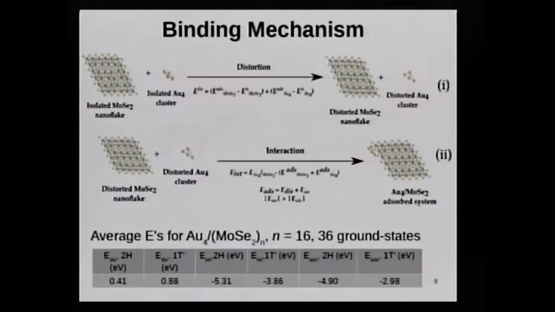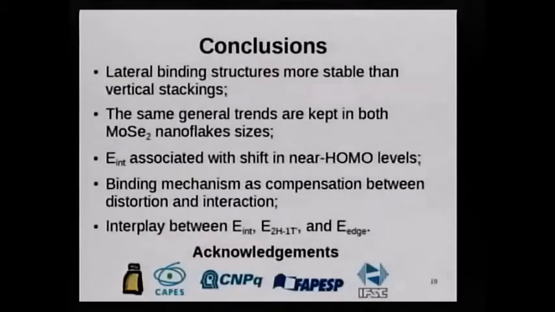And the adsorption energies for 2H nanoflakes are more intense than for their 1T prime counterparts. However, they cannot compensate the edge formation energy. So that's why we observe in the lower part of the energy curve exclusively systems composed of 1T prime nanoflakes instead of 2H nanoflakes mixed or something like that, or even 2H systems being the most stable despite the values of adsorption energy.